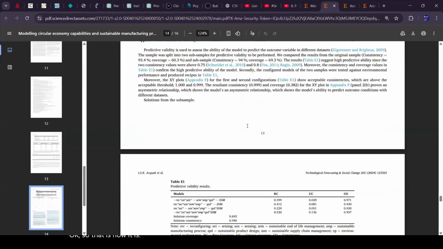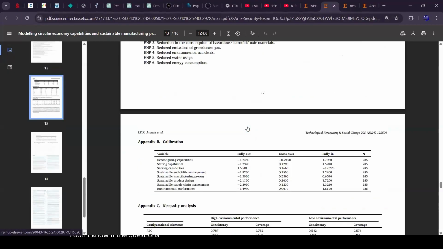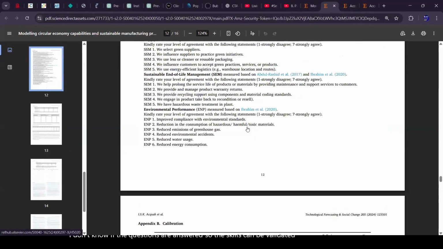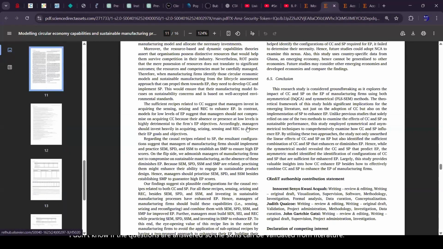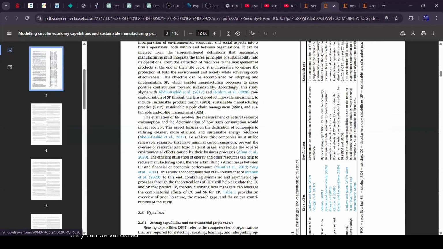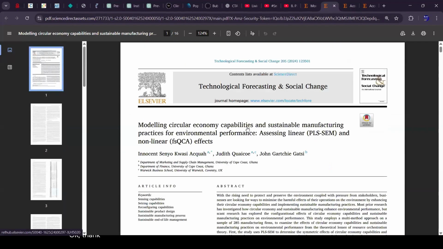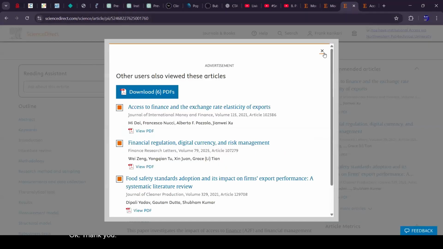I don't know if the question is answered. So the scales can be validated from literature. They can be validated from literature. Okay. Thank you. I don't know if there's another question. It means that we are good.